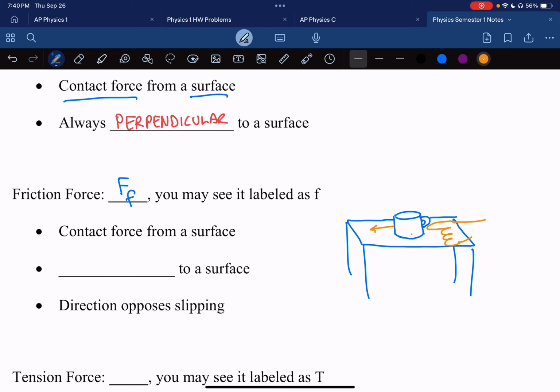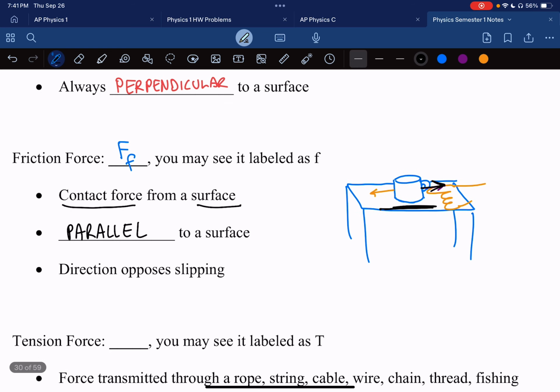Depending on the two surfaces involved, the cup and the table, there's usually some friction there. And friction opposes slipping. In this case, there will be friction on the cup, which opposes this motion. This is not always true though. But when we push on the cup, there is friction pushing back against us. And so it is a contact force from the surface, but it is always parallel to the surface. So if the surface is this way, the friction force is parallel with it. Cool. And it just opposes slipping.